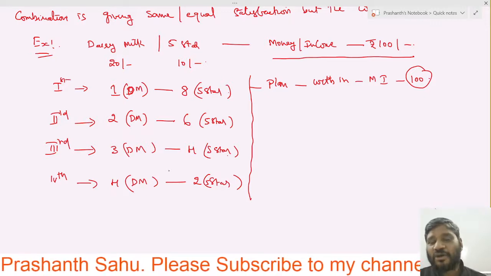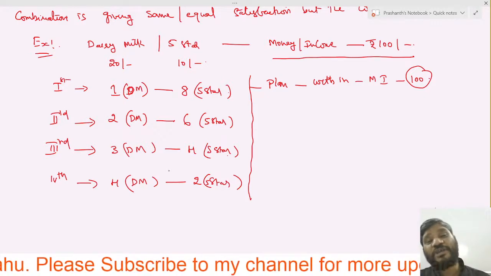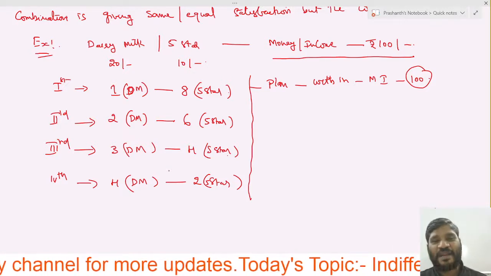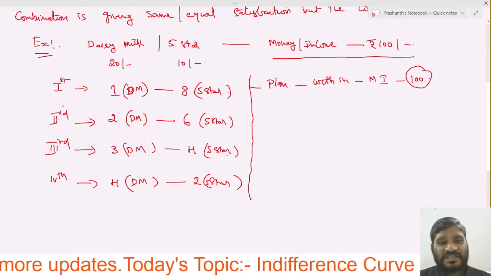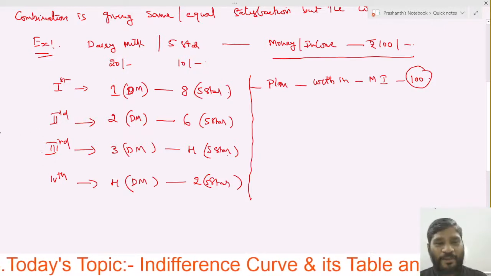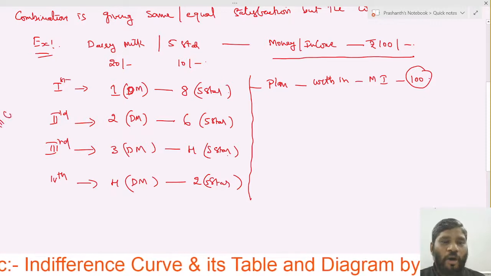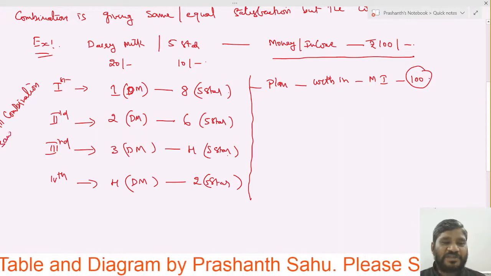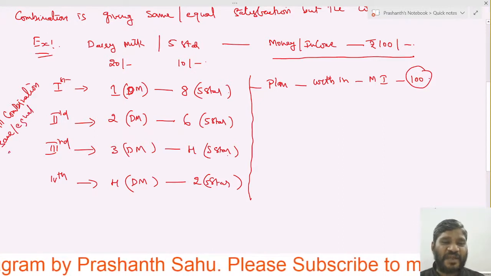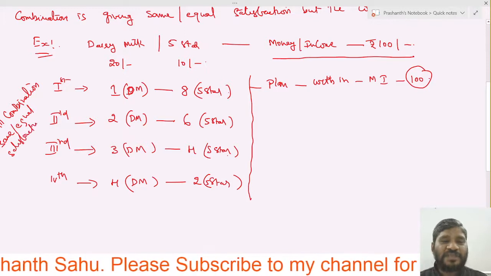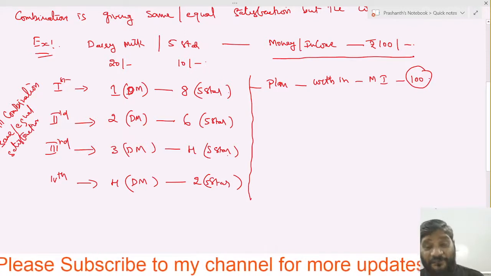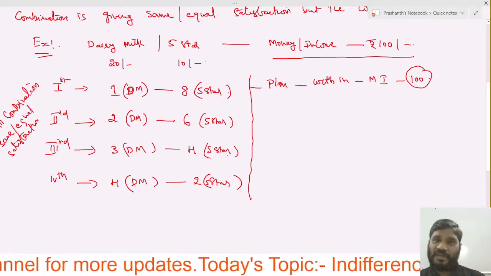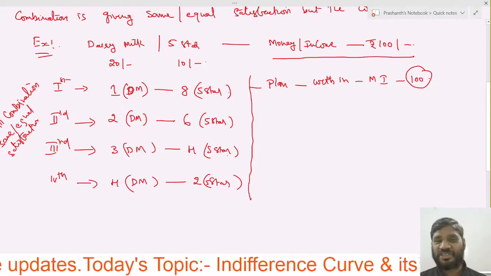Did you understand? So he has done the plan according to his budget, according to his money, according to his income of 100 rupees. He has made the combinations. So first, second, third, fourth are all nothing but combinations, where all combinations are giving the same or equal satisfaction, but the consumer is indifferent about what to select, first, second, third or fourth. Here he has to make the decision, right?